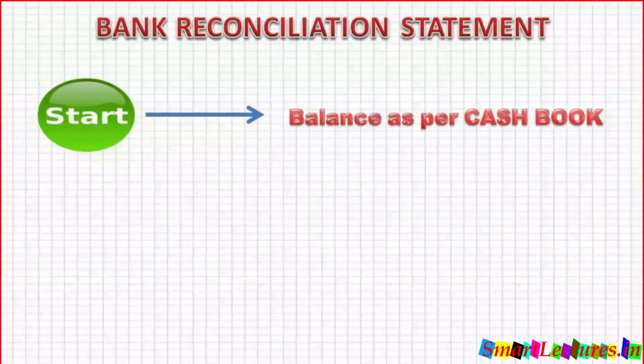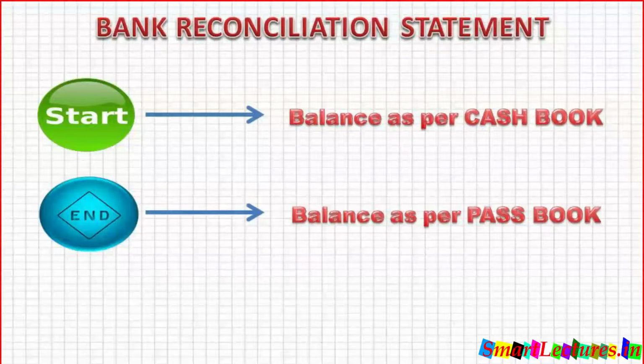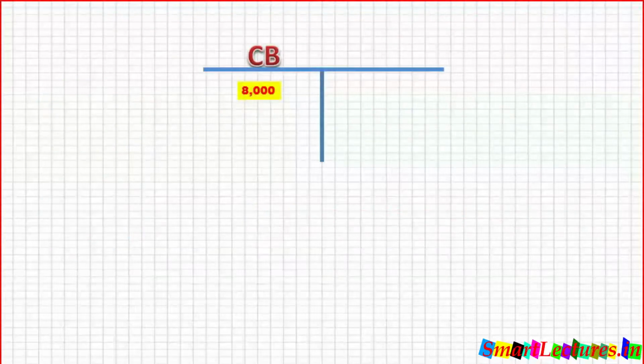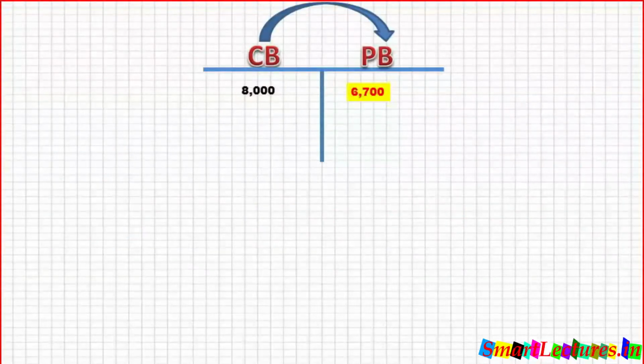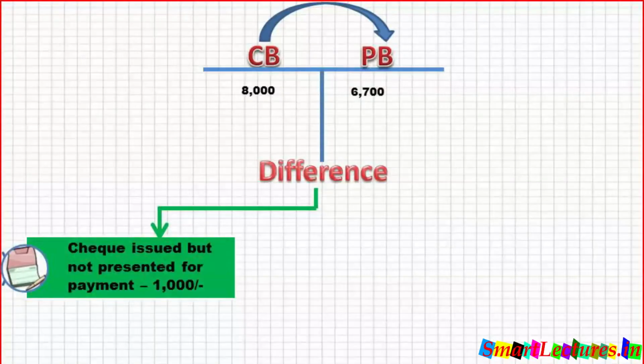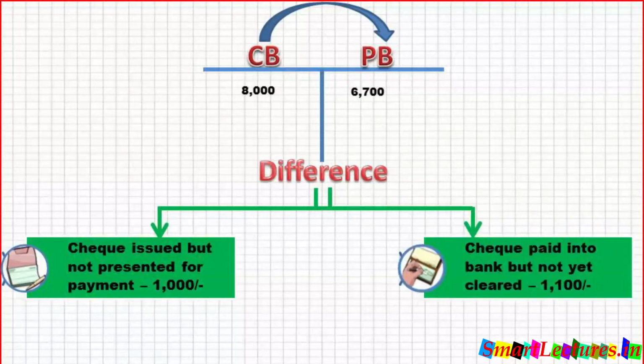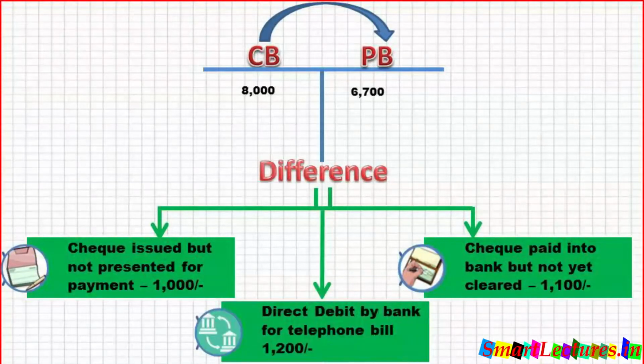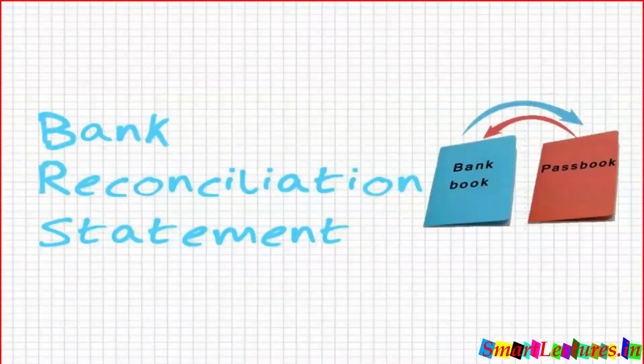So we started our question with balance as per cash book and we ended our question at balance as per passbook. It means our cash book was showing 8000 and the passbook was showing 6700, and the difference between these two items was due to 3 reasons: check issued but not presented for payment 1000, check paid into bank but not yet cleared 1100, and direct debit by bank for telephone bill 1200. So this is the answer we have to present in the bank reconciliation statement.